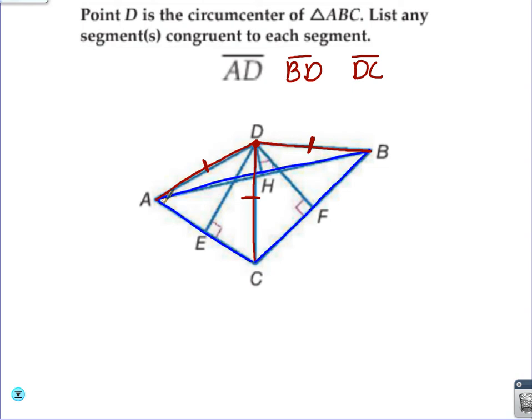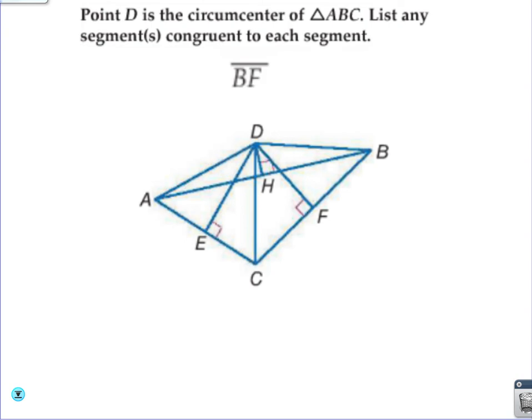Okay. And again, what could we call that distance? You remember? Starts with an R. It's a radius. Because if you drew a circle around that triangle, that would be the radius of that circle. Moving on. Same thing. You've got D is the circumcenter of triangle ABC.